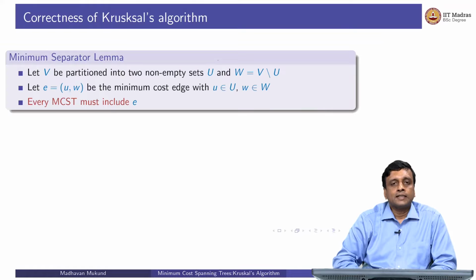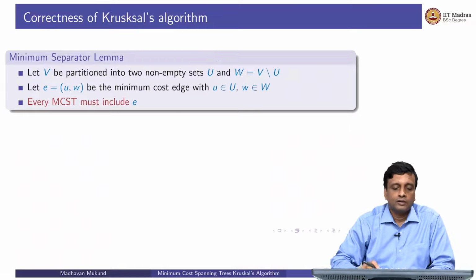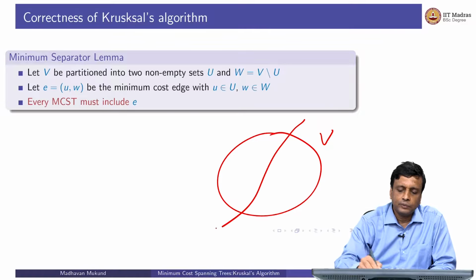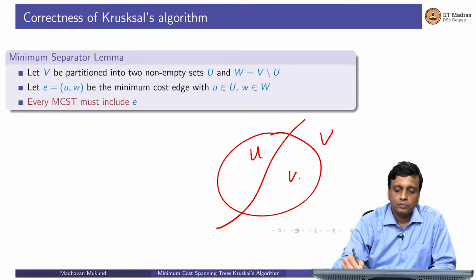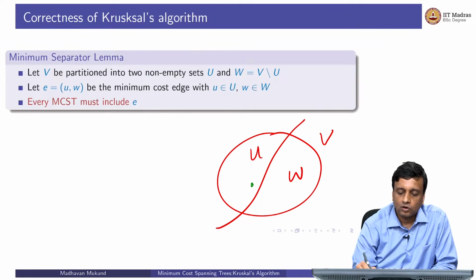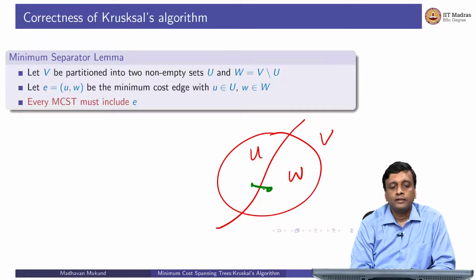So the correctness of Kruskal's algorithm follows from the same observation that we used to justify Prim's algorithm. So remember, we had this minimum separator lemma. So we said that if you take the set of vertices V, right, and you partition it in any way as U and W, right. Now you take any edge which crosses this of minimum cost. So this is the smallest edge which crosses this boundary between U and W. Then the minimum separator lemma said that no matter what minimum cost spanning tree you construct, this particular edge E must belong to that tree.